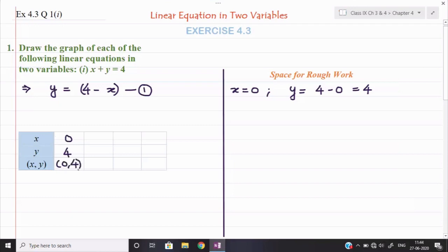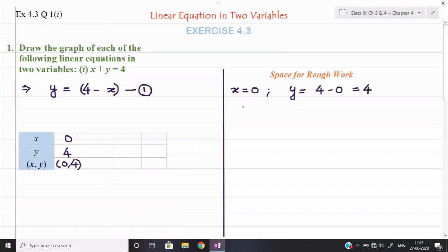So this will be 0, 4. Remember, in the examination, you need to draw only the table. This rough work is not compulsory to show. Okay, that you can do at the back of your answer sheet in the examination, and this will not be the ideal part of the solution. Only the table you need to draw, and further we shall plot the graph.